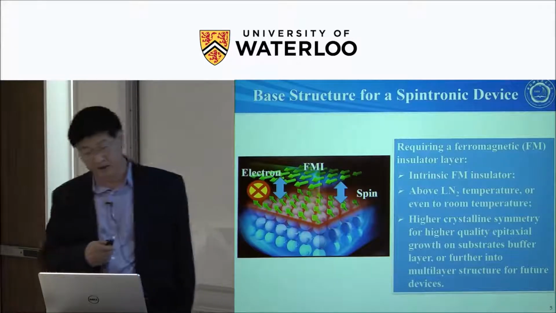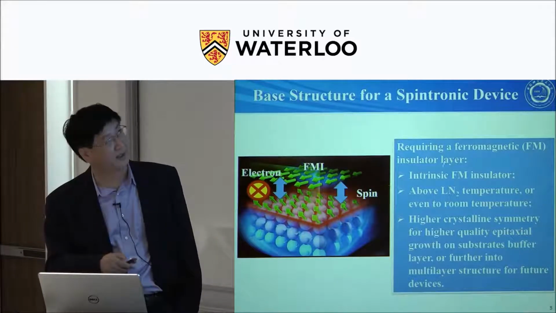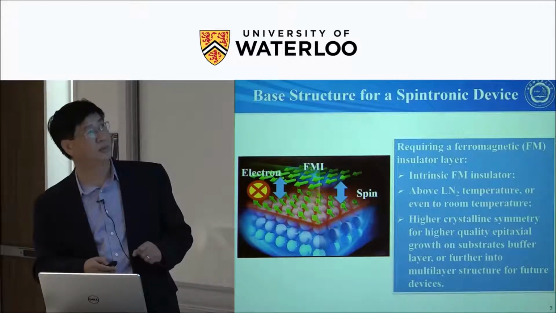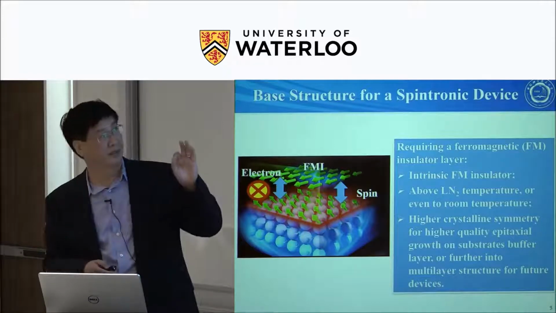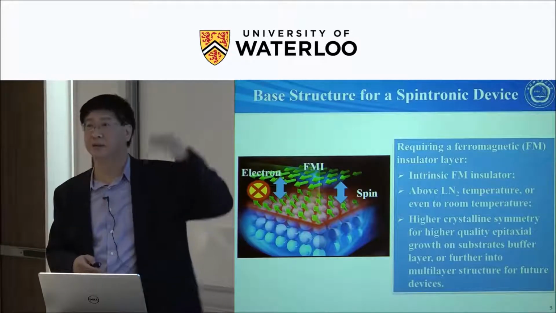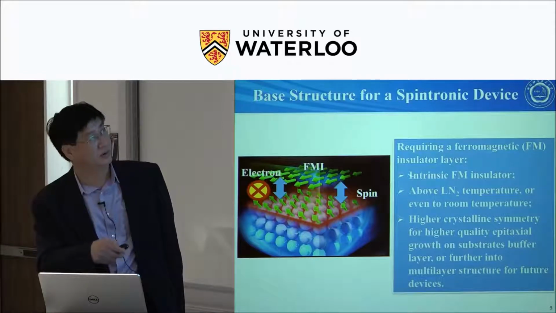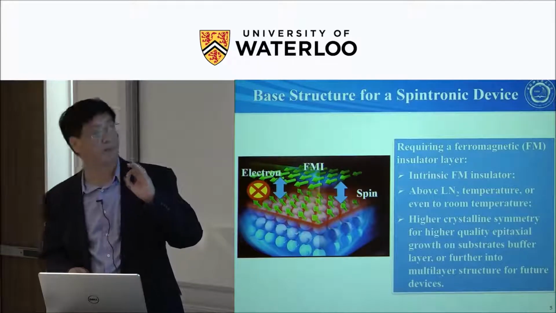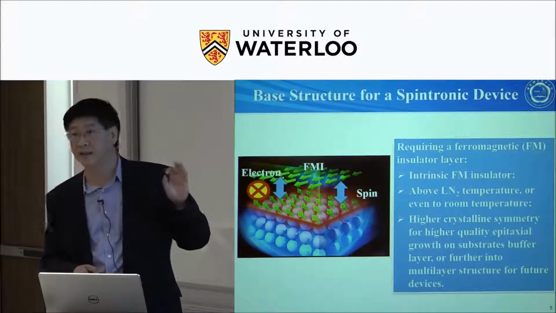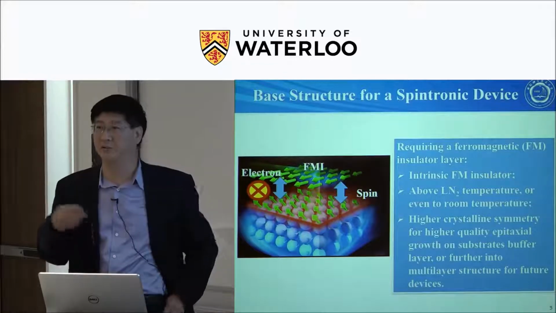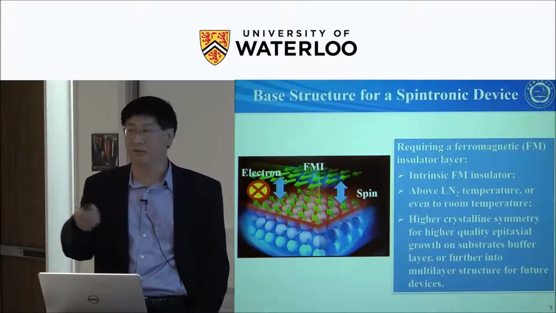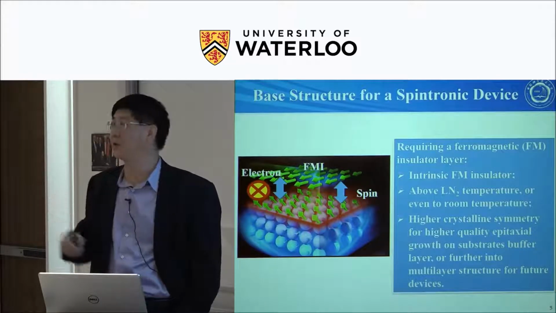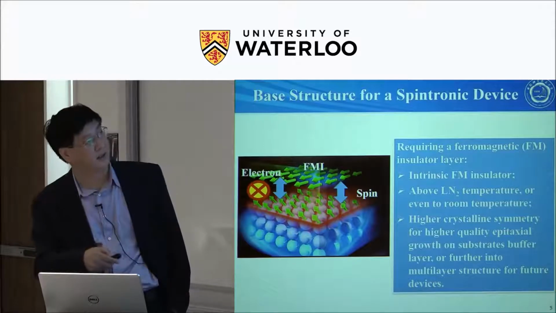Again, we need a ferromagnetic insulator. This is a material that is an insulator but lets the spin tunnel through. So first, we need this material to be an intrinsic FM insulator. Then we at least need this material to have a transition temperature above liquid nitrogen temperature. It would be better if we can bring it to room temperature, but that is just a hope.